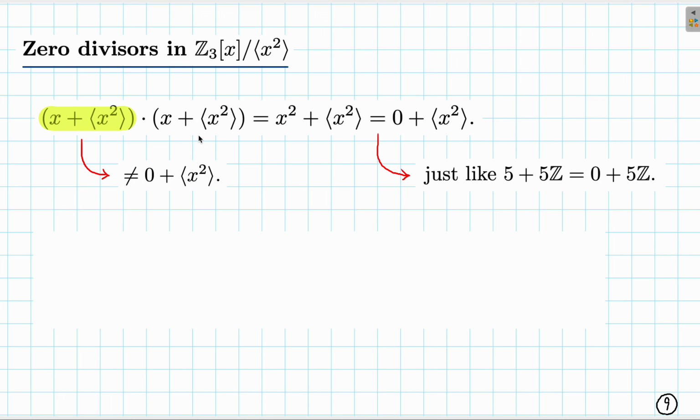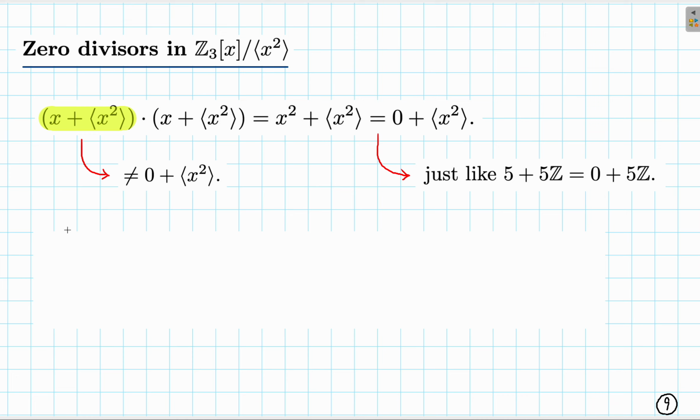If we multiply the coset representatives, x times x, we get x squared plus bracket x squared. And that is equal to 0 plus bracket x squared, because x squared is contained in bracket x squared. It's a multiple of x squared. This is very much analogous to saying 5 plus 5Z is the same as the coset 0 plus 5Z.